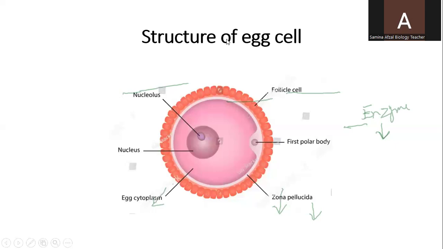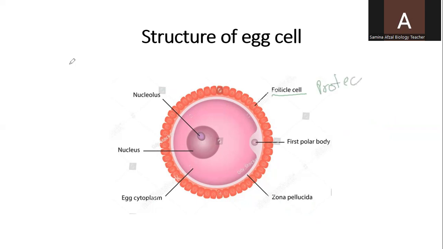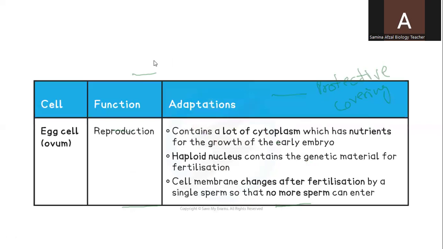Next is the female gamete or the egg cell, which consists of a layer of follicle cells, which is a protective covering, you can say. It contains egg cytoplasm, a nucleus is there, a nucleolus is also there, and the zona pellucida is also a protective layer. So in this way, these are the different parts of the egg cell. Now in the next slide, we will discuss the function of the egg cell.